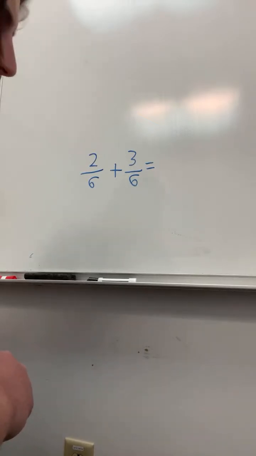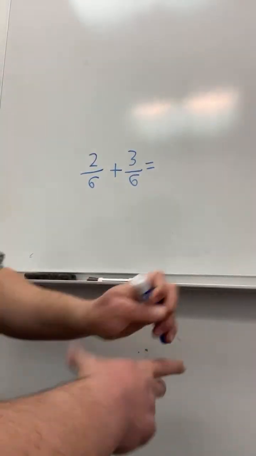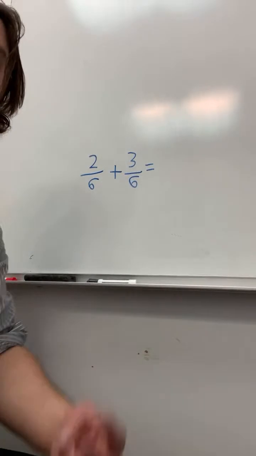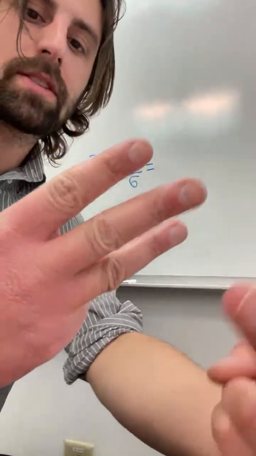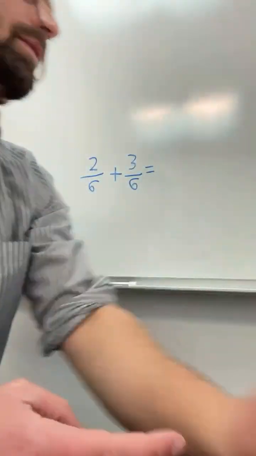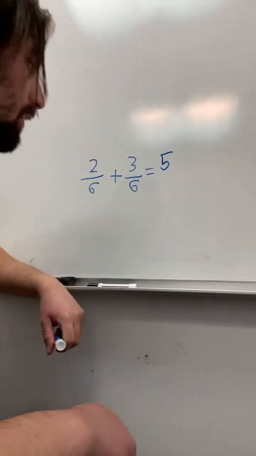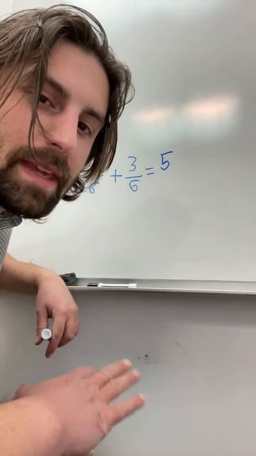So 2 plus 3, if I add 2 plus 3, that's simple math. You can even do it on your fingers. 2 plus 3, 1, 2, 3, 4, 5. 2 plus 3 is 5. And then whatever the denominator or bottom number is, we keep it the same.